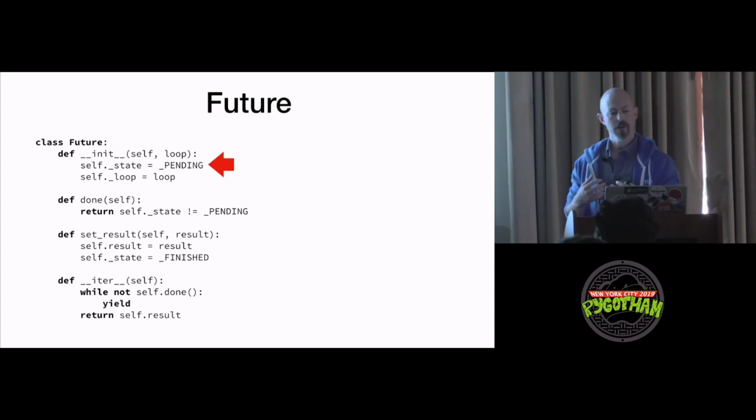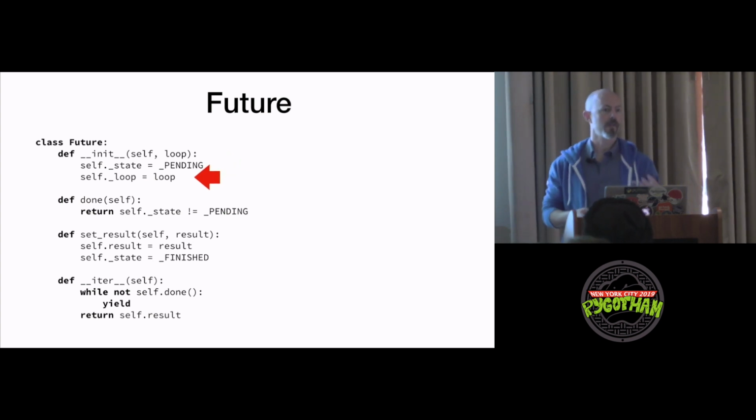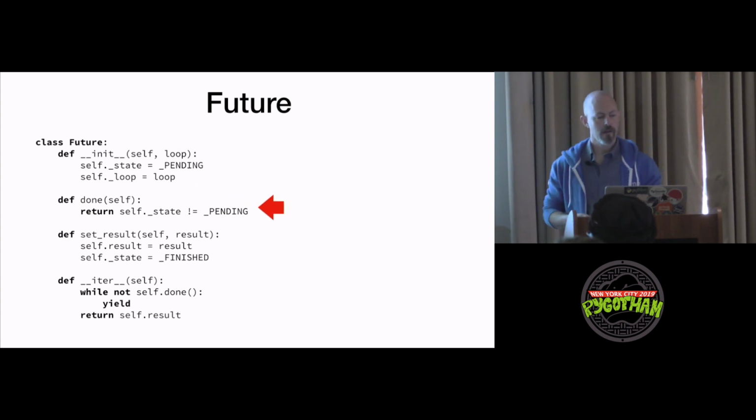So first, the future has 2 states. It's just a wrapper for a value that hasn't been generated yet. So when we create it, we give it a state of pending, which means it doesn't currently have a value. It will in the future. And we just store away the loop because that may be useful in the future. We have a done method, which just checks whether it's still pending.